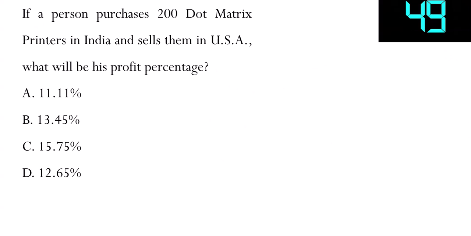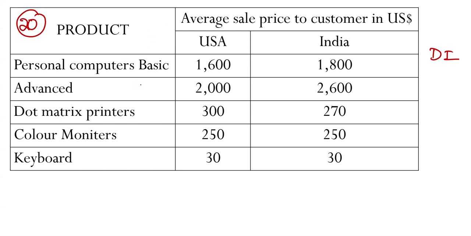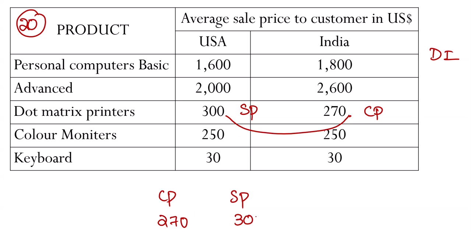So it's about how many, no problem. Dot matrix, India, US, they're asking percentage, not quantity, so quantity is not a problem. Purchase in India, sell in US. Dot matrix, India price is 270, sell it in US 300. So cost price 270, selling price 300. You are purchasing here, selling there. You got profit 30. Profit percentage is profit divided by CP into 100.